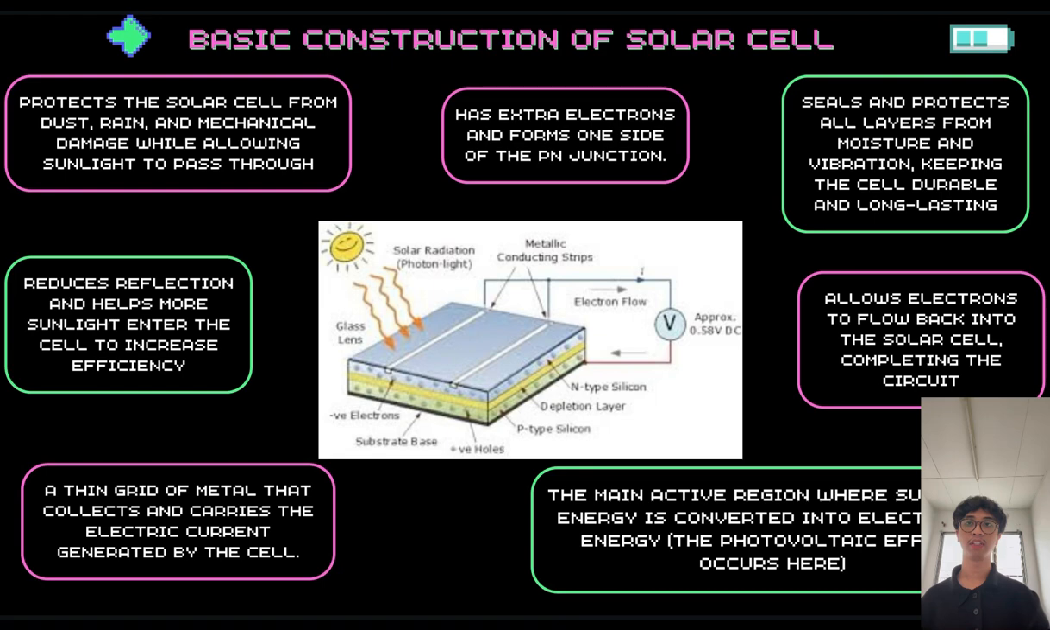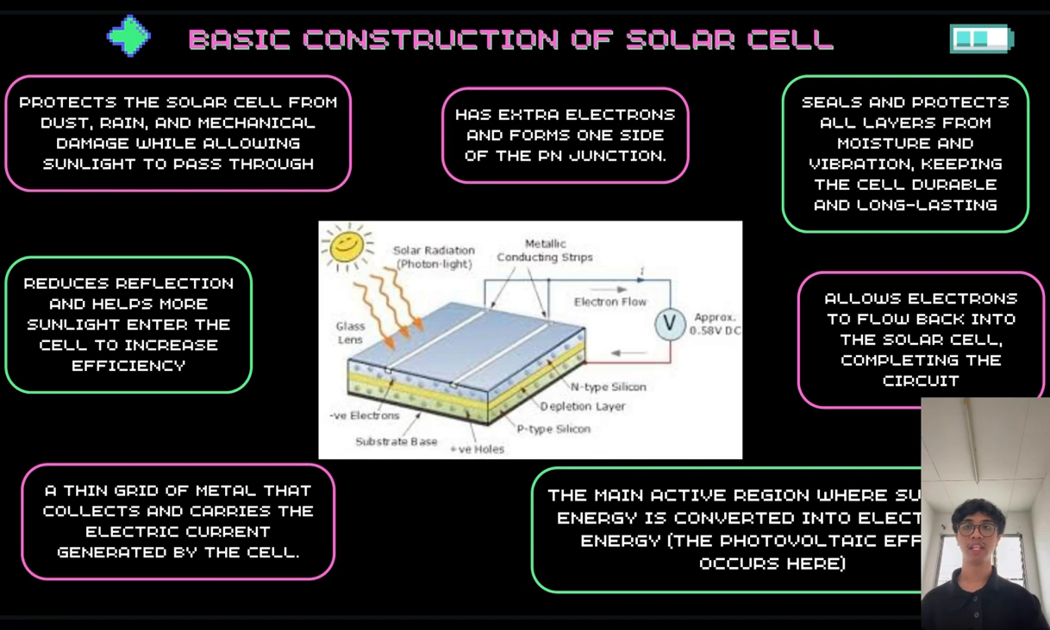Let's look at the basic construction of a solar cell and understand how each part works. At the very top, we have a protective glass layer. It shields the solar cell from dust, rain, and mechanical damage while still allowing sunlight to pass through. Next, an anti-reflective coating is applied. This layer reduces reflection so that more sunlight can enter the cell, improving the efficiency.